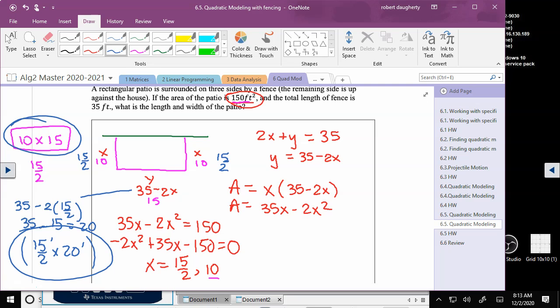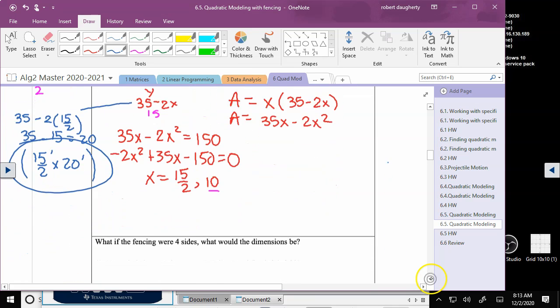So this one was different. I did not say maximize the area. I said, what are the length and width, okay? If I needed to maximize the area, that would be a different problem, finding the vertex. But this one, I gave you a specific area. So it was already fixed, and you had to figure out what the dimensions were that make that happen.